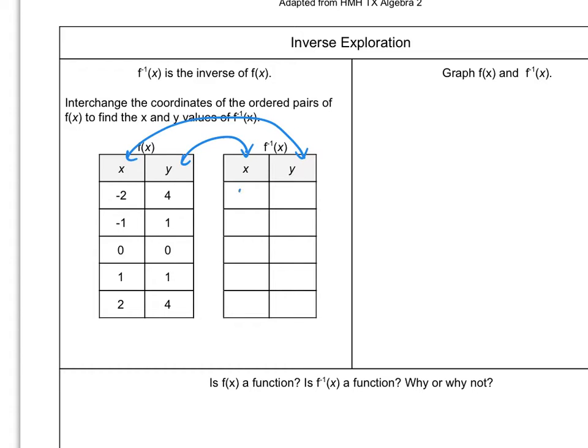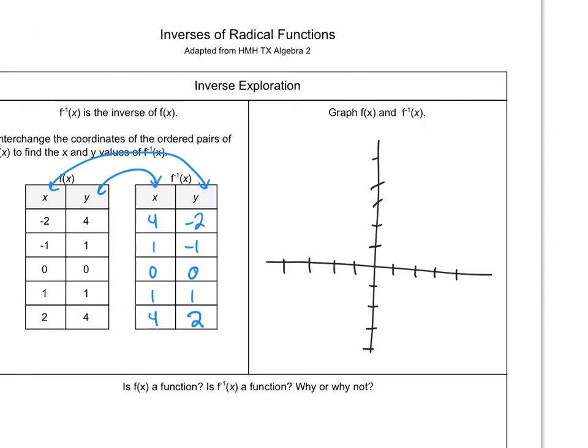So now my x's are going to be 4, 1, 0, 1, and 4. And my y's are going to be -2, -1, 0, 1, and 2. Okay, now it's time to graph these. I'm just going to make a rough sketch. First, I'm going to plot f of x. There are those points. And if I were going to connect them, I would get the quadratic parent function.